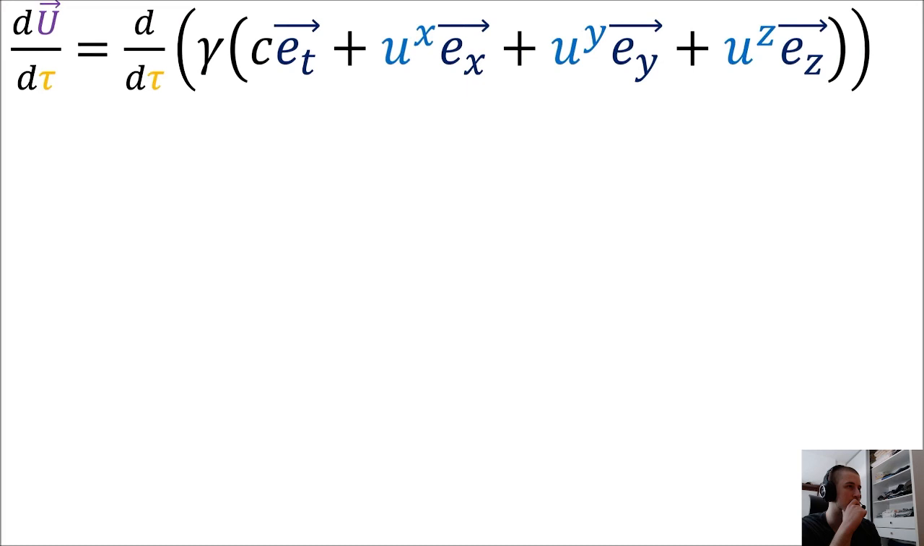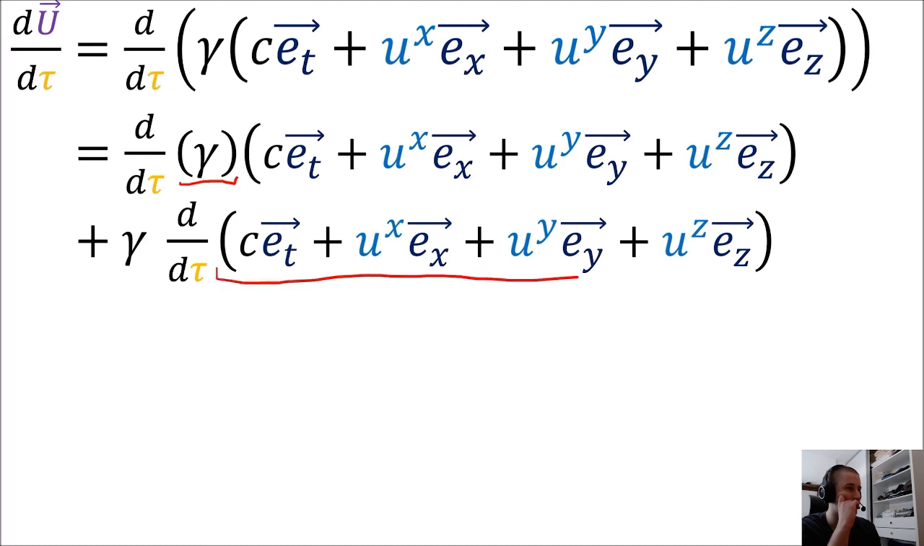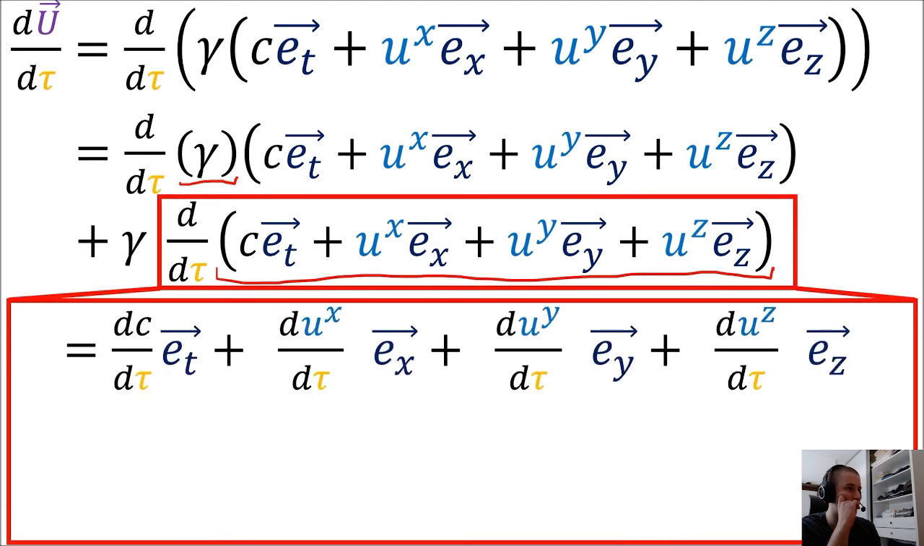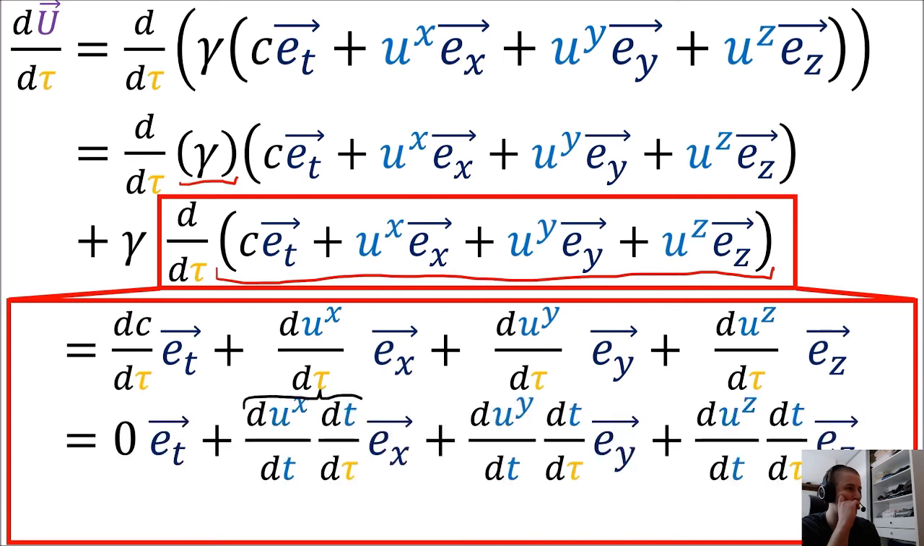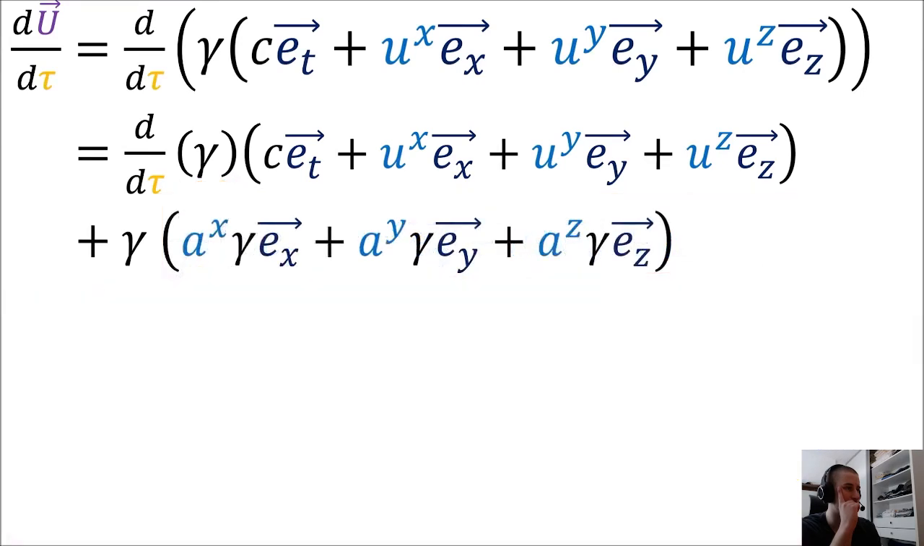To take the derivative of the 4-velocity, we use the product rule to get 2 terms, one with the derivative of gamma and the other with the derivative of this vector. The vector derivative is easy if we use the chain rule on the tau derivative to get the t derivatives times gamma. The derivative of the first component goes to 0, and the rest gives us the non-relativistic acceleration 3-vector, small a, multiplied by gamma.